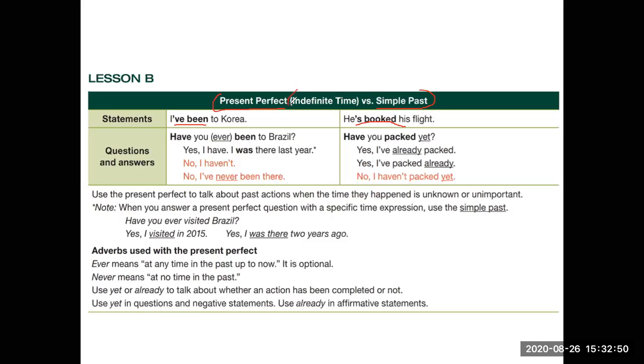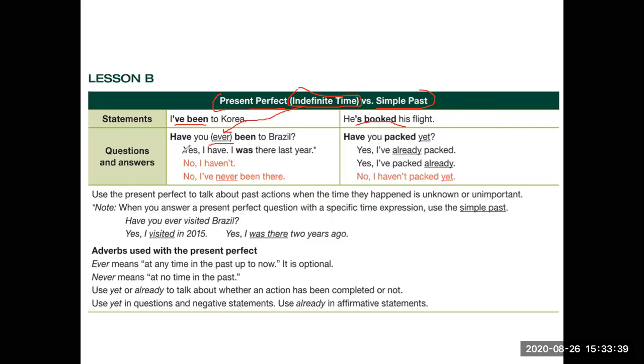But when we say indefinite time, we normally use, for example, in the question, have you ever been to Brazil? That is indefinite. ¿Alguna vez? Okay, ¿alguna vez has estado en Brasil? So I am not asking you if yesterday you went to Brazil. I am not asking you if last year you went to Brazil. So indefinite time means this. Have you ever been to Brazil? Have you ever eaten pizza? Have you ever seen that movie? Okay, indefinite time.